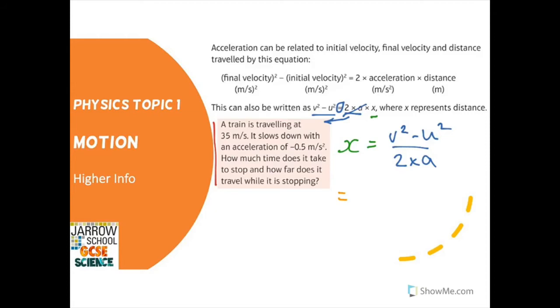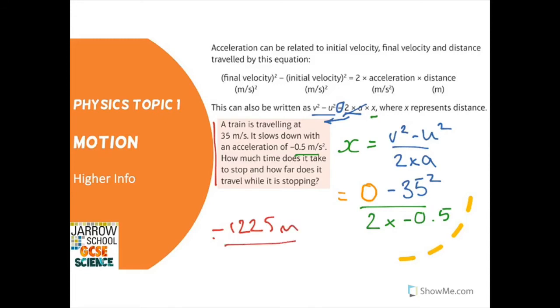Now we need to substitute in the values. So v squared is the final velocity. Well, it's going to come to a halt, so that's going to be 0 squared, which is just 0, take away u squared, so 35 squared, divided by 2 times the acceleration, and the acceleration is negative 0.5. I'm then going to solve that. So negative 35 squared is negative 1,225 meters, divided by 2 times negative 0.5, so that is divided by negative 1. So during that journey, that train will take 1,225 meters to stop.